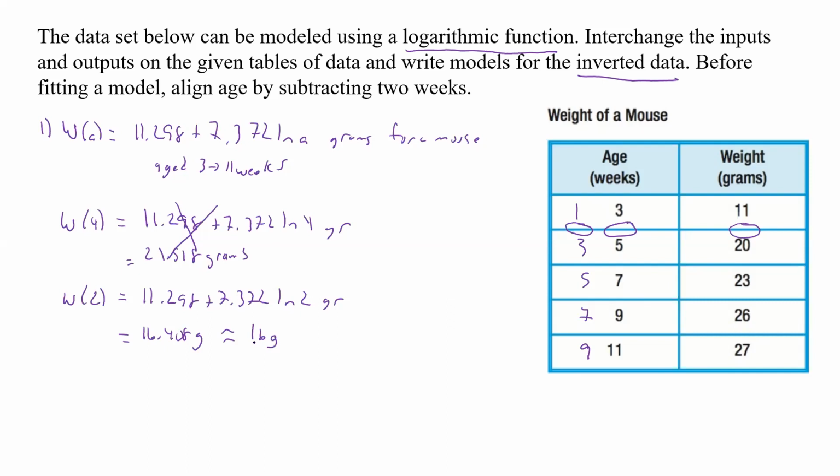Okay. Now, if we do the inverted model now, well, that means we have to swap these around. And remember, what is the inverse of a logarithm? Well, the inverse of a logarithm is going to be the exponent, because if you have e to something, you have to take the ln of it. And if you have the ln of something, you have to take the e to it.